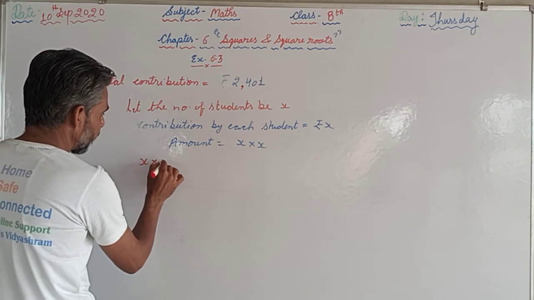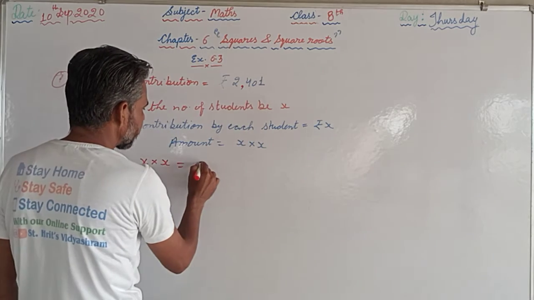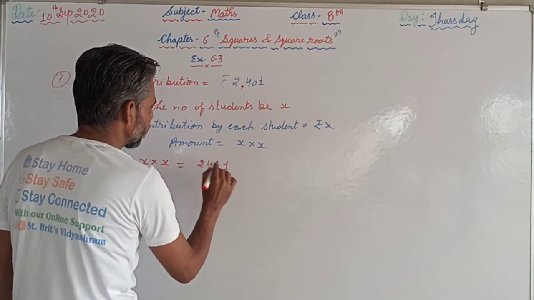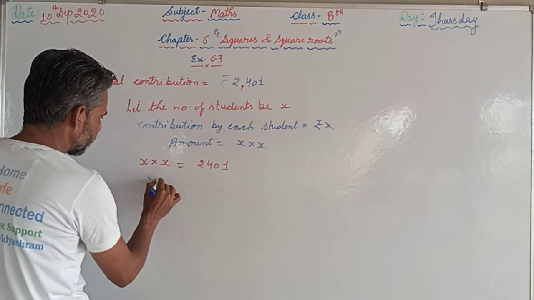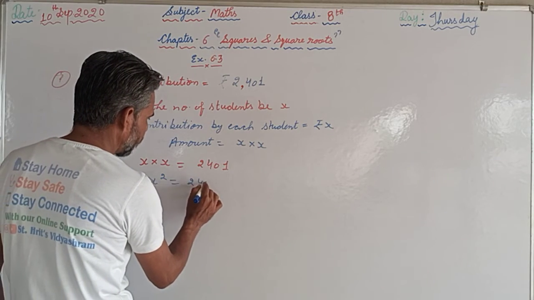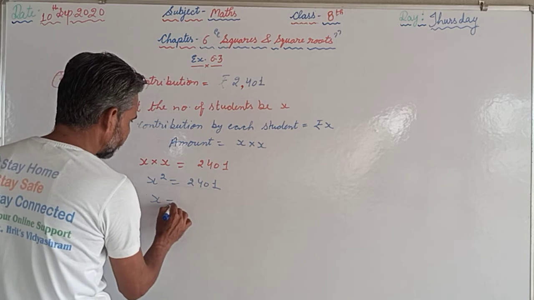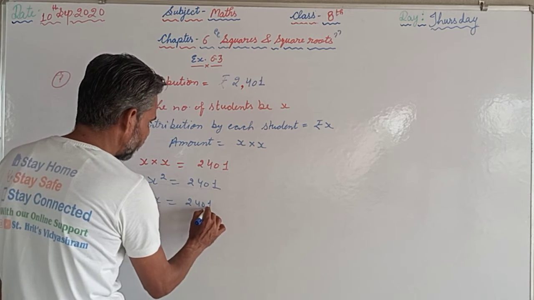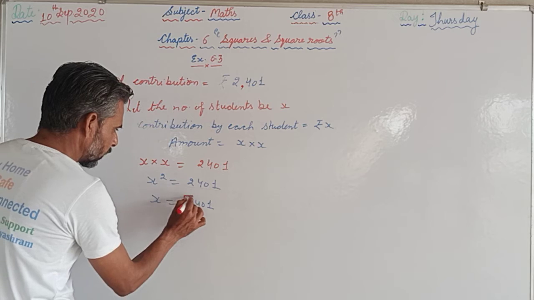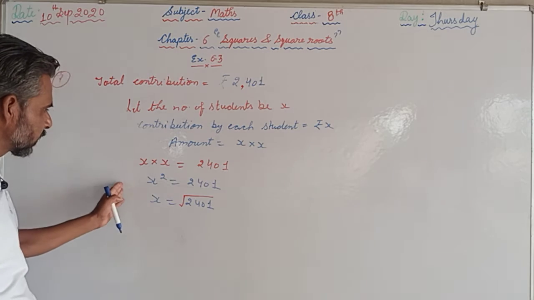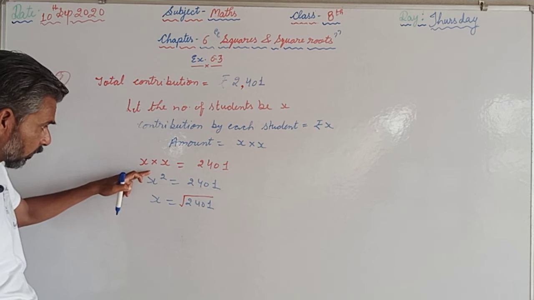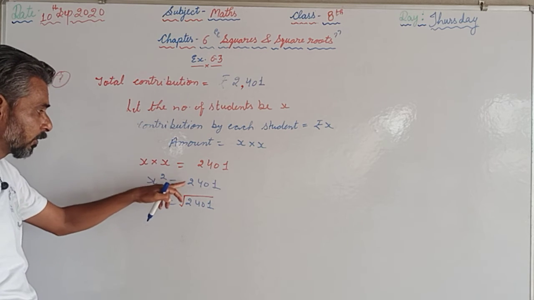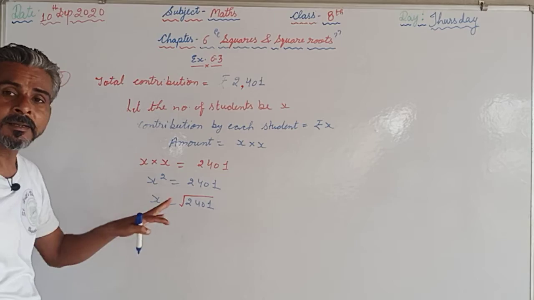X into X equals the total amount, that is 2401. Now X square is equal to 2401, and X will be equal to the square root of 2401. If one term is squared, then we have to take the square root of both sides. The square root of X square is X, and we have to find the square root of 2401.